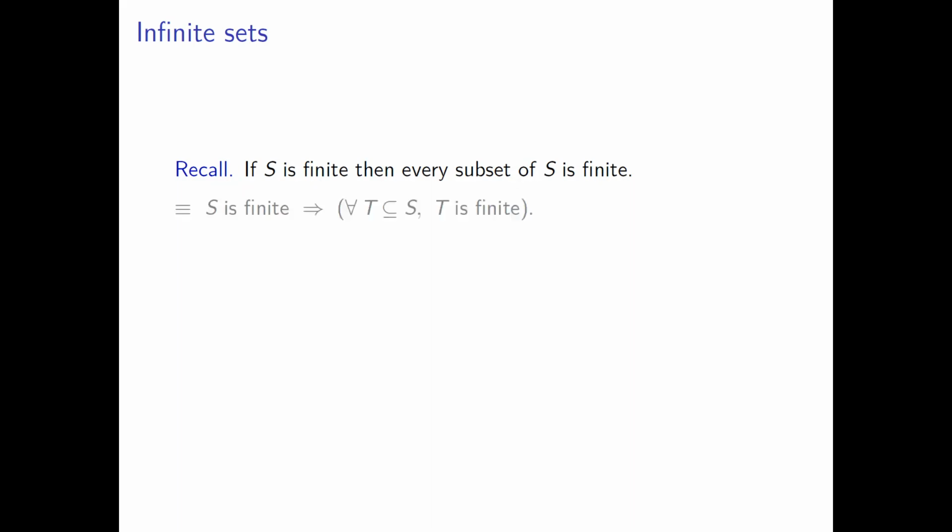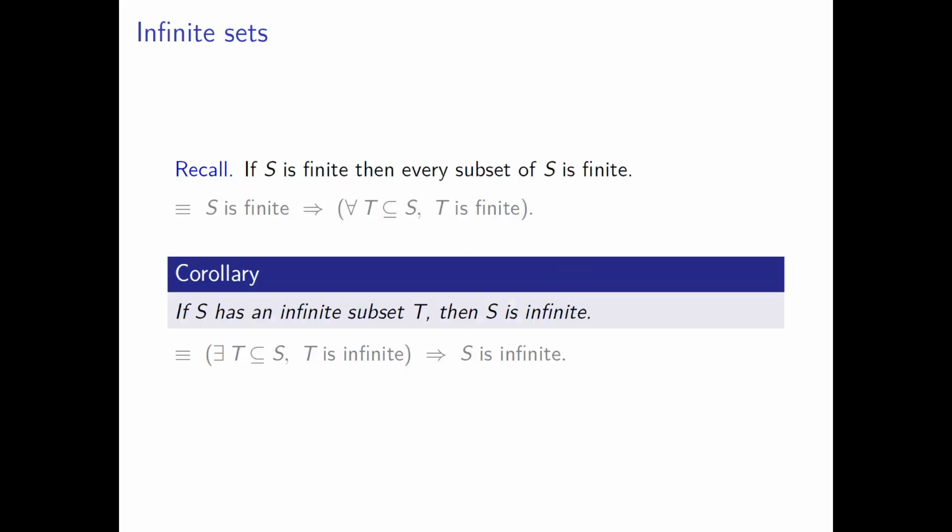We now obtain another sufficient condition in order for a set to be infinite. Recall that if S is finite, then every subset of S is also finite. We can write this in symbols as follows. If S is finite, then for any subset T of S, T is finite. This is equivalent to its contrapositive, which is the statement if for some subset T of S, T is infinite, then S is infinite. That is, if S has an infinite subset T, then S is infinite.